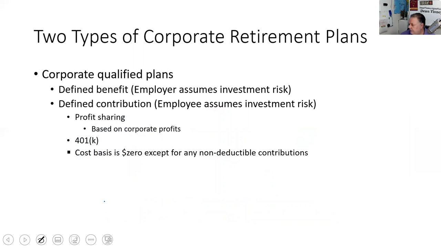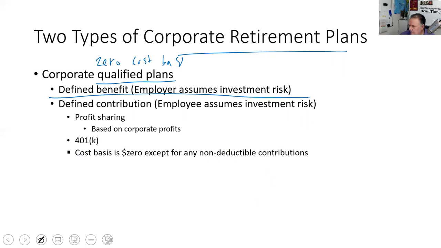Qualified plan types of corporate retirement plans. Qualified plans, remember what that means? Zero cost base. Defined benefit. That's how most employers went in the past. Most employers don't want to have the risk. So very few employers anymore hand out good old fashioned defined benefit plans.